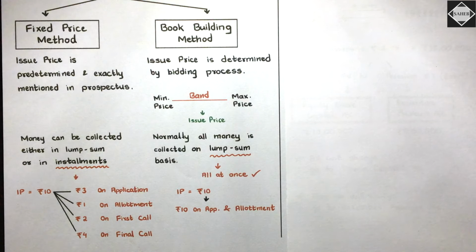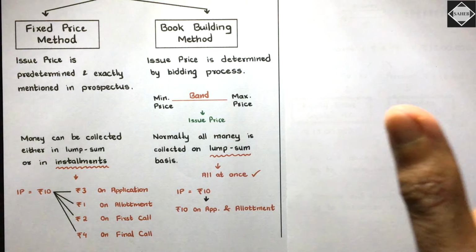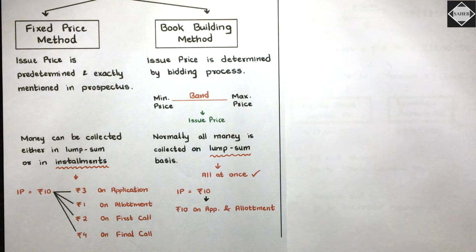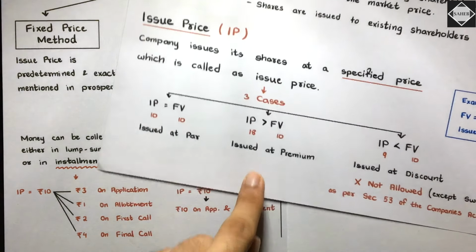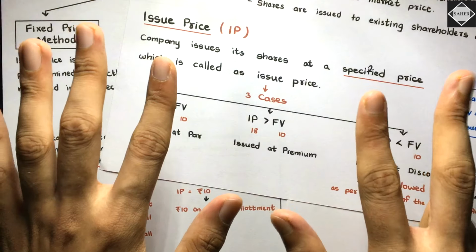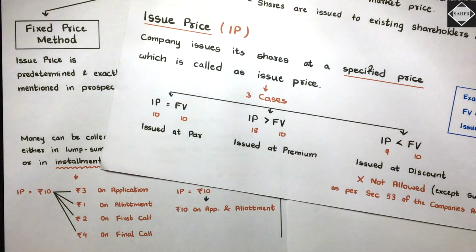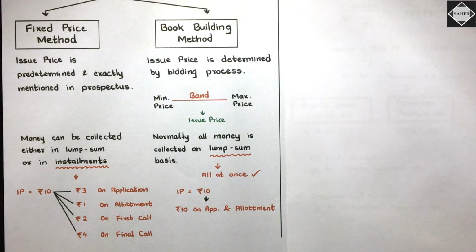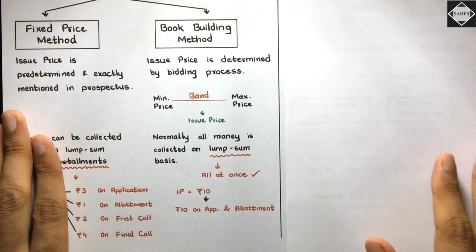Is that clear? Simple. Now one more interesting thing I want to tell you, the basic funda of face value and premium. We understood that an issue can happen at a premium, isn't it? So that 8 rupees extra was there over here. What happens to that 8 rupees extra? Right now I want to cement it in your mind. I want to make it fixed in your mind.